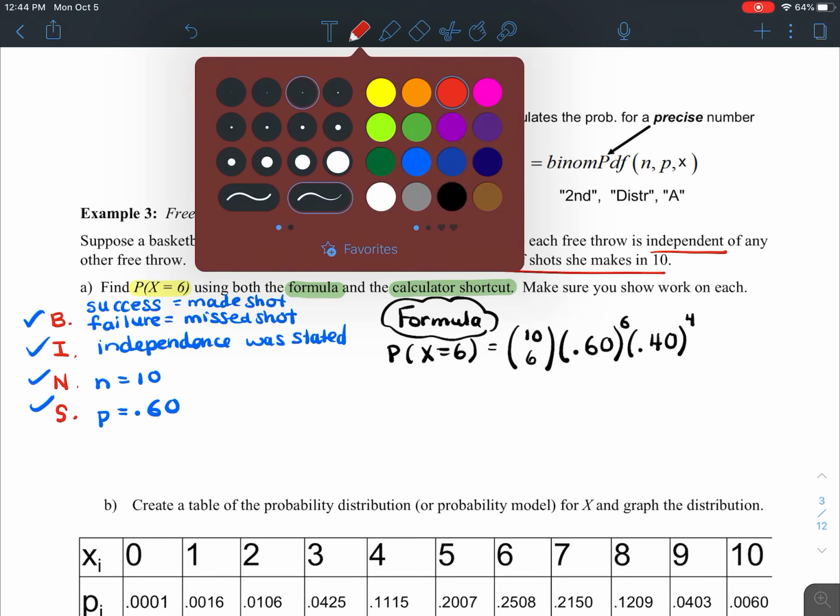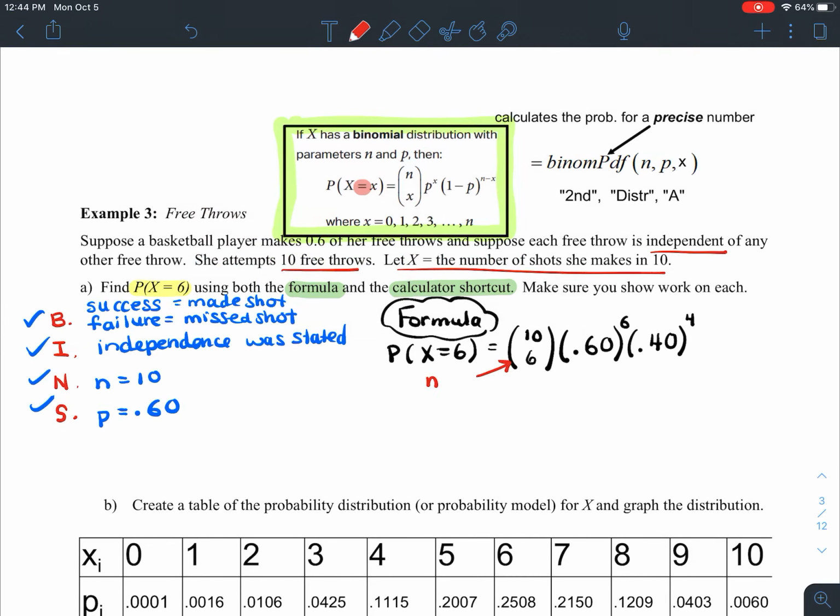Now, we learned before, though, to get this, we have to use the nCr feature on the calculator. That comes out, there are actually 210 different combinations of getting 6 successes out of 10 trials. And the odds of her making 6 free throws out of 10 is roughly a 25.1% chance.